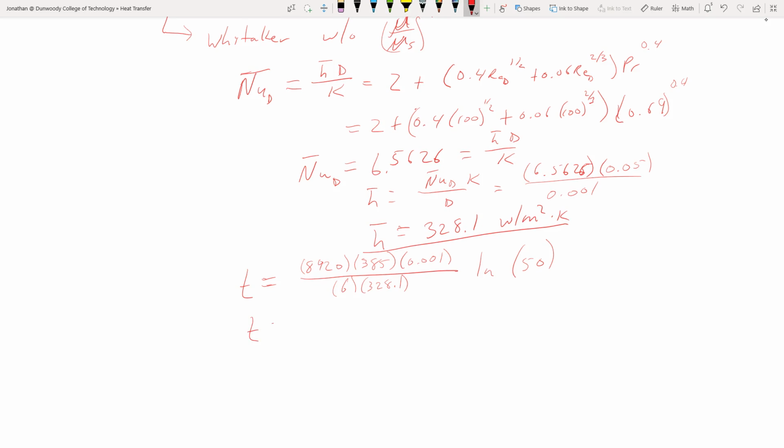So plugging that in, what do we get there? 8920 times 385 times 0.001 times, I get 6.824 seconds to 3 significant figures, t is 6.82 seconds. So it only takes us a little less than 7 seconds to go from maybe 25C up to, what would that difference be? Whatever that is, 980 or so Kelvin, or 700, yeah, about 700 C. So we heat up pretty quickly. Not a big surprise there. It's a really small mass. So that's part A.